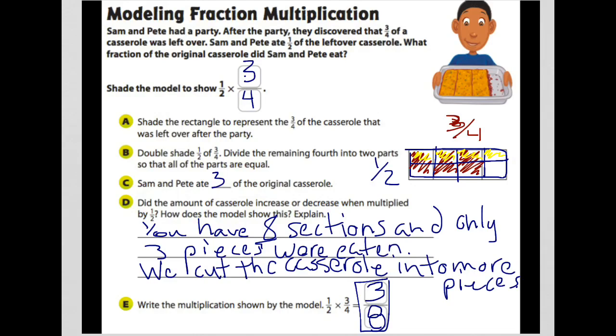And I even knew over here where I said on letter C, Sam and Pete ate 3/8 of the original casserole, which is what my picture shows, because the places that are double shaded are yellow and red, which are 3 sections out of a total of 8 sections. And that's my answer. Woo!